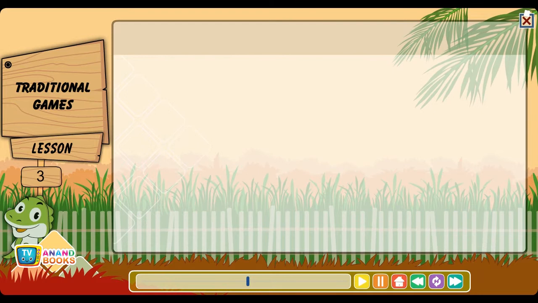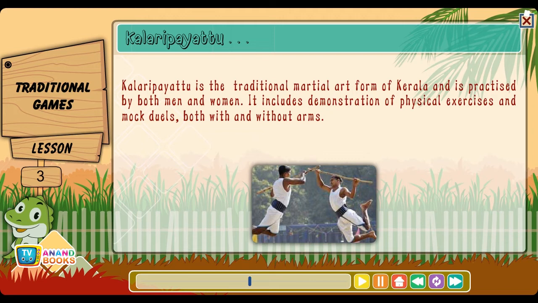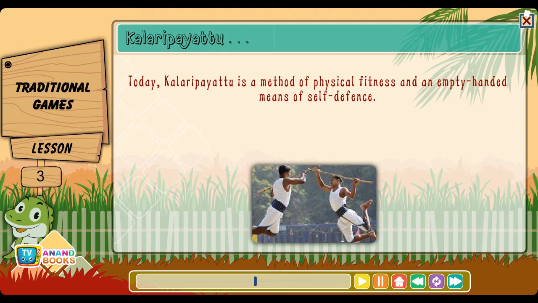Kalaripayattu. Kalaripayattu is the traditional martial art form of Kerala and is practiced by both men and women. It includes demonstration of physical exercises and mock duels, both with and without arms. Today, Kalaripayattu is a method of physical fitness and an empty-handed means of self-defense.